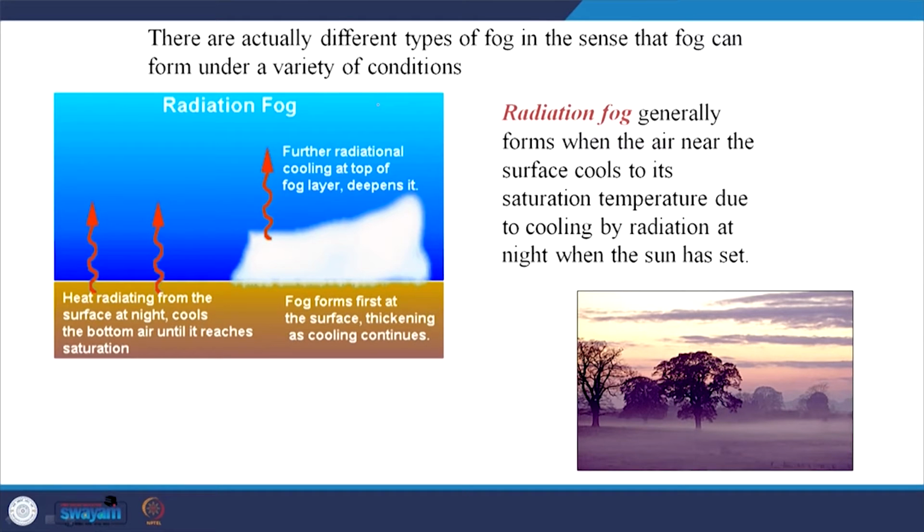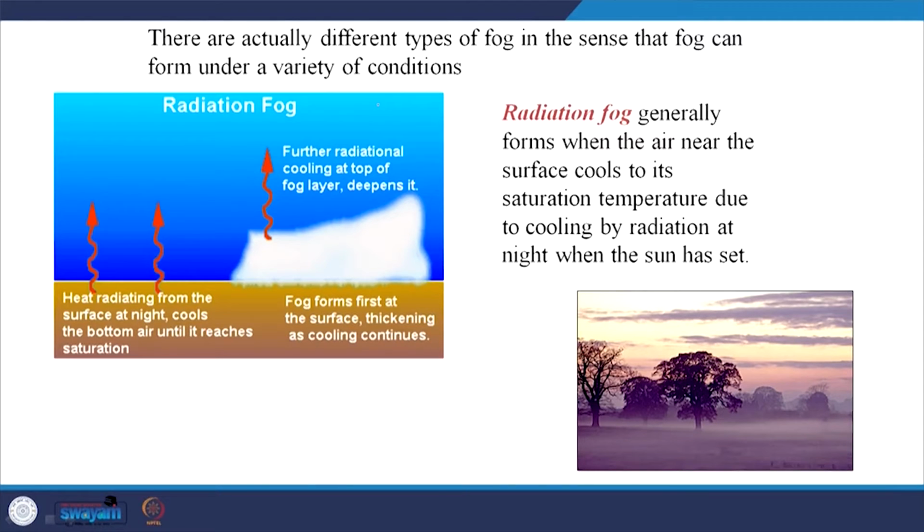When it is cooling down, it leads to condensation, and condensation results in the formation of tiny droplets of water. The collection of these tiny droplets of water is the fog in this case, not the cloud. We call it fog because it is nearer to the ground, right. So fog forms first at the surface, thickening as cooling continues. As this cooling process continues, the fog thickens.